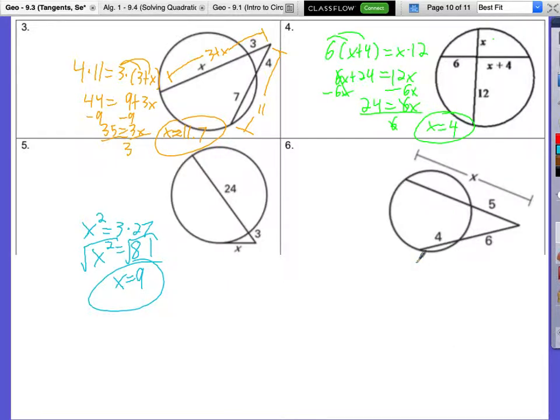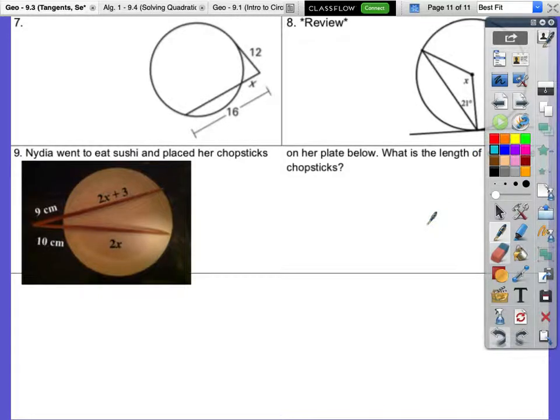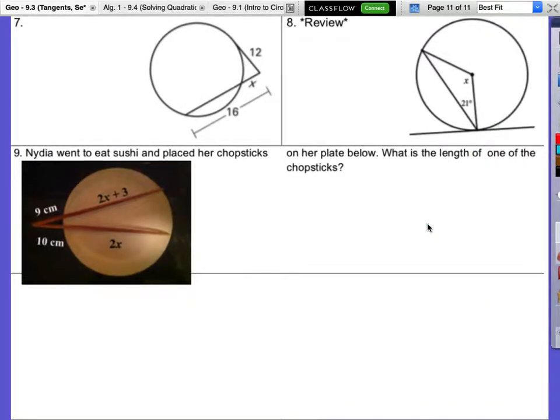x times 5 equals 6 times 10. Very good. External 5 times the whole thing, x, is equal to external 6 times the whole thing, 10. Here, 5x is equal to 60. Divide by 5, x is 12. Questions on that one? This is easy. It's all about interpreting what you have and how we go from there.